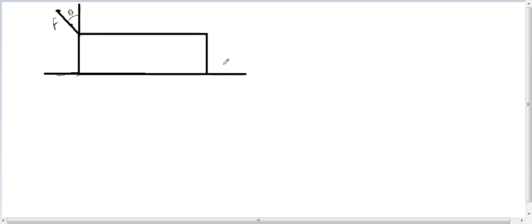It is given that this is mu, and the mass of this block is m. We have to find the minimum value of F so that this block A starts moving. Okay guys, so we have to find the minimum value of F.